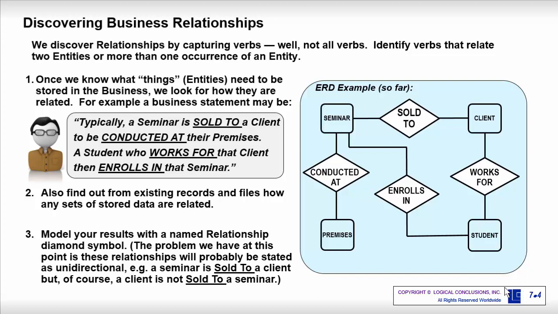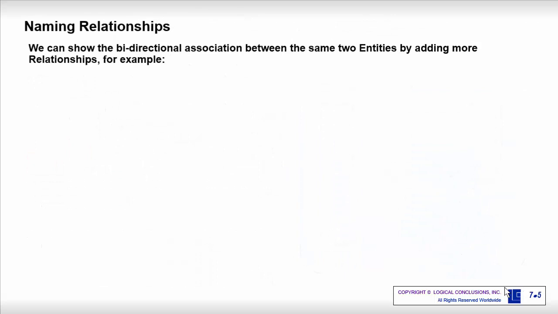The problem we have at this point is these relationships will probably be stated as unidirectional. For example, a seminar is sold to a client, but of course a client is not sold to a seminar. So this leads to the issue of naming relationships.